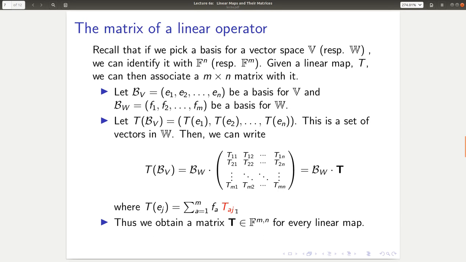And so here I've just written out this statement that for T of Ej, the jth column would be just the elements T_ij. As you go down the column, the row numbers change. So that's what you get. So we call T the matrix of the linear operator, provided we are given these two bases, BV and BW. So this would be what we call the matrix for this linear map. So this way we can get matrices for every linear map once we pick bases for the two vector spaces.